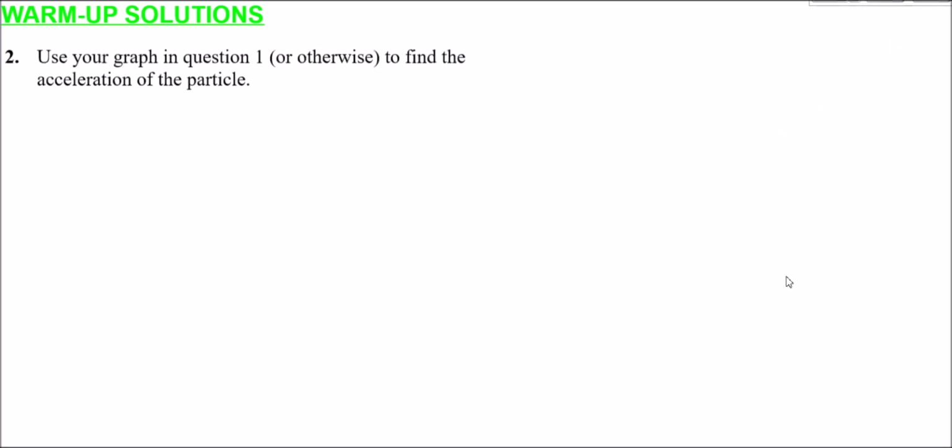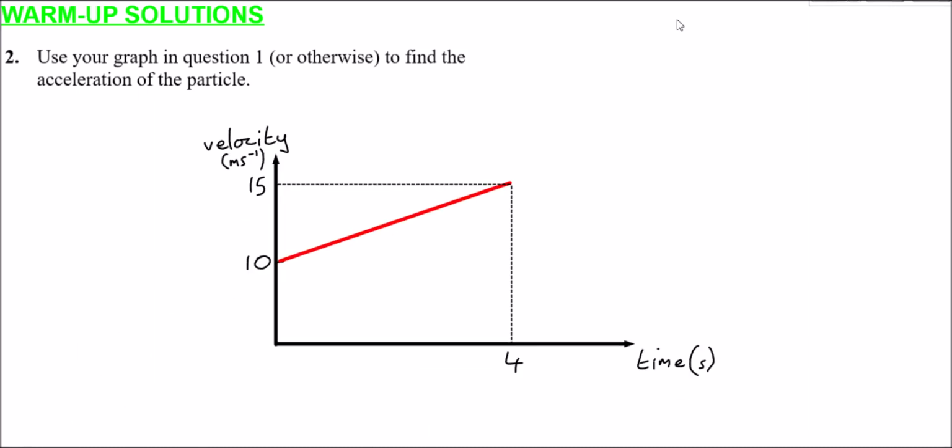Question 2 says use your graph in question 1, or otherwise, to find the acceleration of the particle. We need to remind ourselves of the graph we just sketched in question 1, so here it is. We need to think about how to work out the acceleration of the particle. So going back to first principles, what does acceleration mean? Acceleration is simply the rate of change of velocity. That's what it actually means.